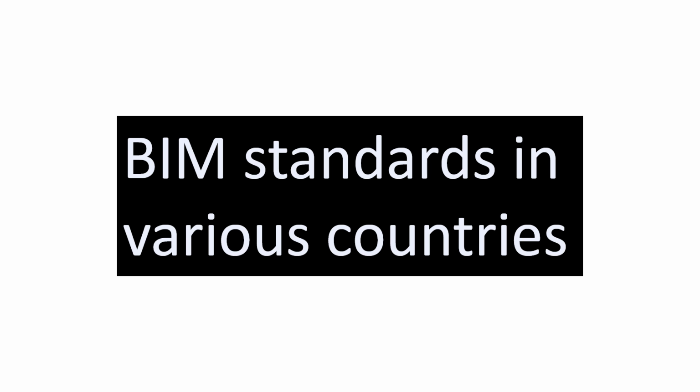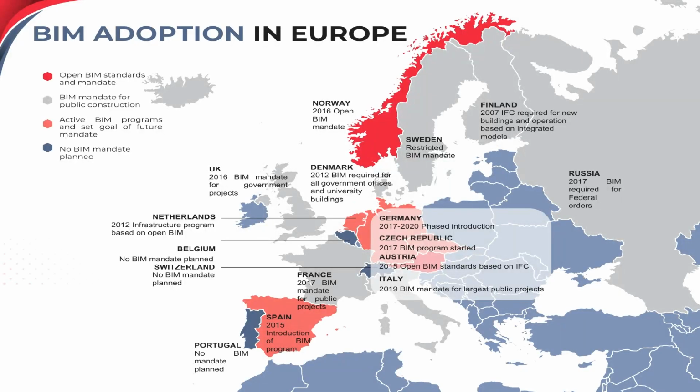Building Information Modeling, BIM, standards across Europe vary by country, reflecting national priorities, industry maturity, and regulatory frameworks. While the ISO 19650 series provides a common international foundation for BIM processes, many European nations have developed their own standards and mandates to align with local needs. Here's an overview of BIM standards and adoption across key European countries.